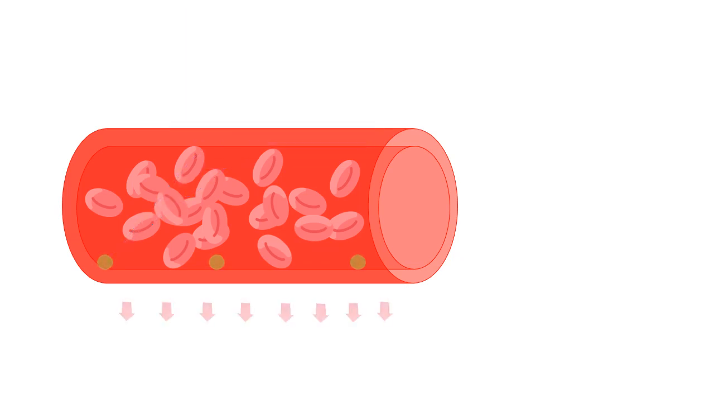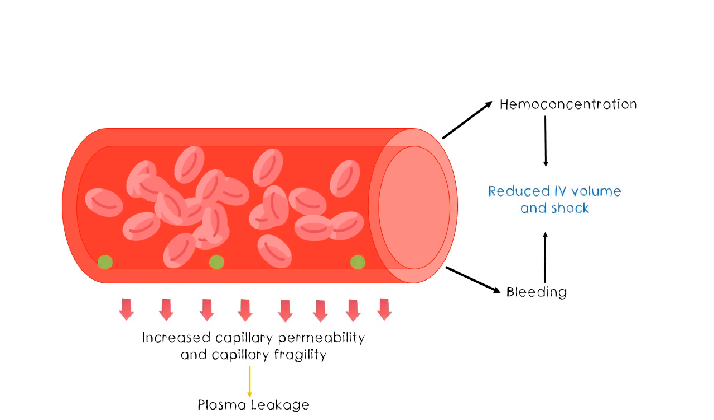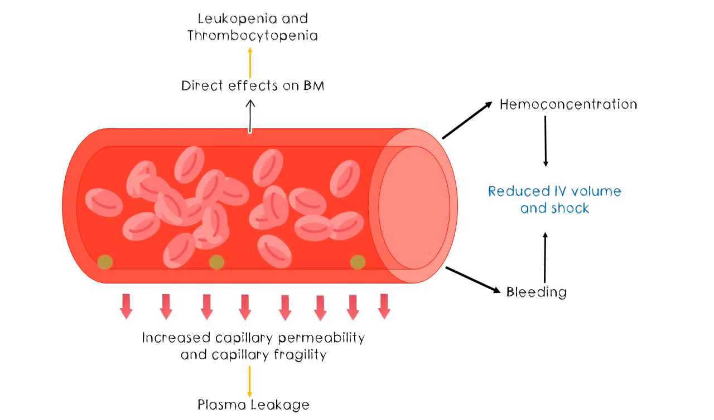This virus causes damage to the capillary endothelium, which causes increased capillary permeability and fragility, which leads to plasma leakage. This can cause hemoconcentration if only the plasma is leaked, or it can cause bleeding if capillary fragility is increased, both of which will lead to reduced intravascular volume and shock. The virus also has a direct effect on the bone marrow, which will lead to leukopenia and thrombocytopenia.